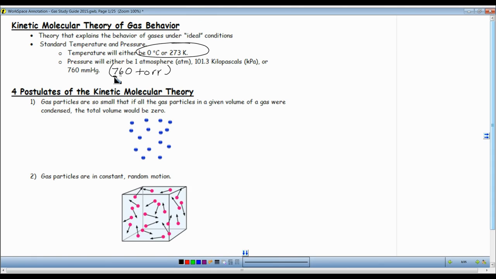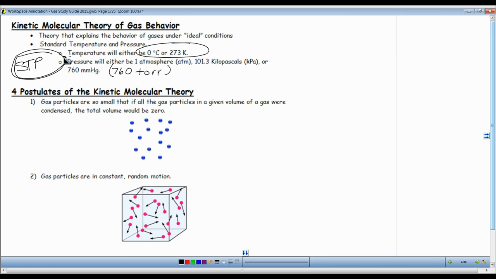So these conditions are known as standard temperature and pressure. Sometimes you'll see STP. They'll say, I have a gas at STP, referring to standard temperature and pressure. Then these would be the conditions: 0 degrees Celsius, 273 Kelvin, or any of those pressure units would be standard.